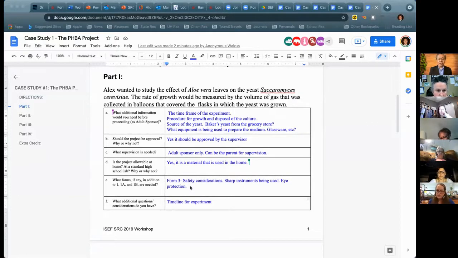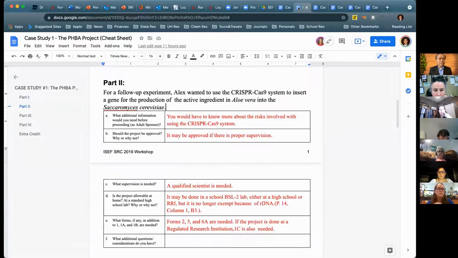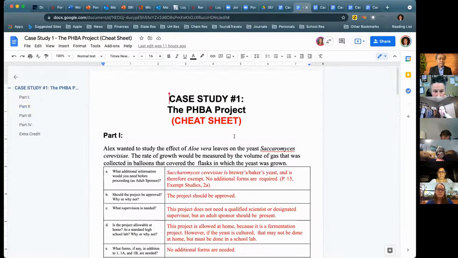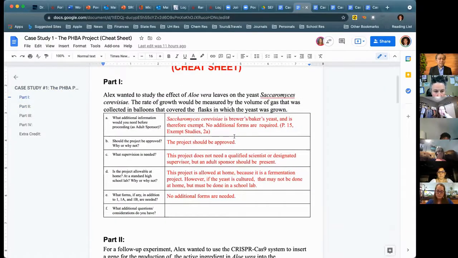I'm not sure if you got to the other parts, but we do have a cheat sheet for this one, and we'll be sharing this with everyone. That part really doesn't require much. It doesn't even require a qualified scientist or designated supervisor, just an adult sponsor. It can be done at home. No other forms needed. Okay, so that's the gist of it.